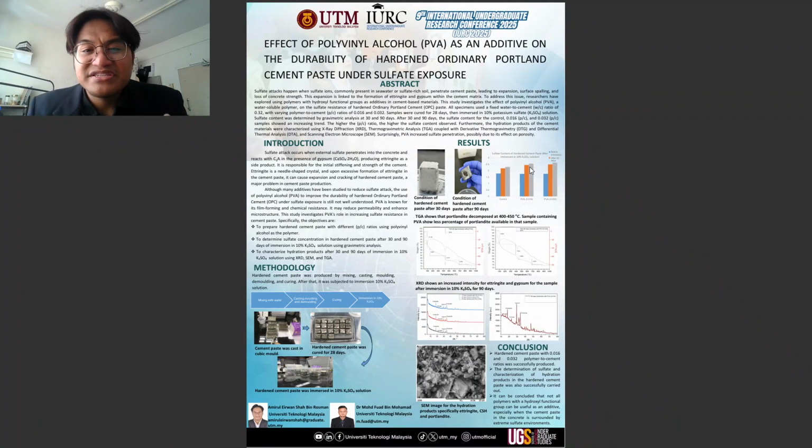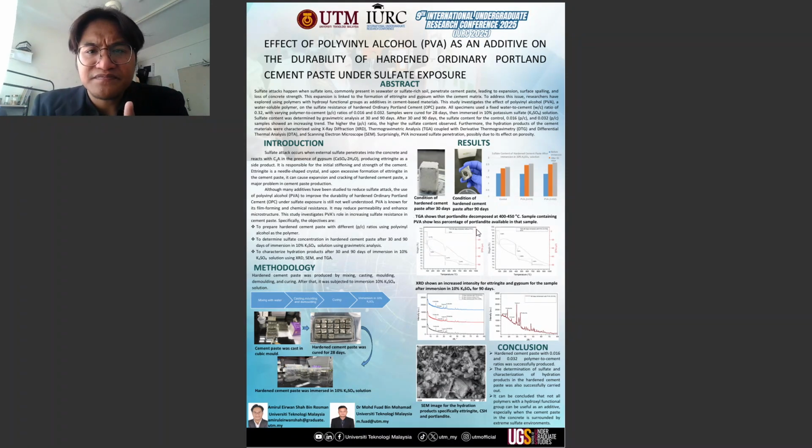So why does this actually happen? Why, when we add PVA, is it giving negative results? We can see from the TGA results that Portlandite is one of the most important hydration products, where they fill the pores, so it's going to reduce the permeability of the hydrated paste.